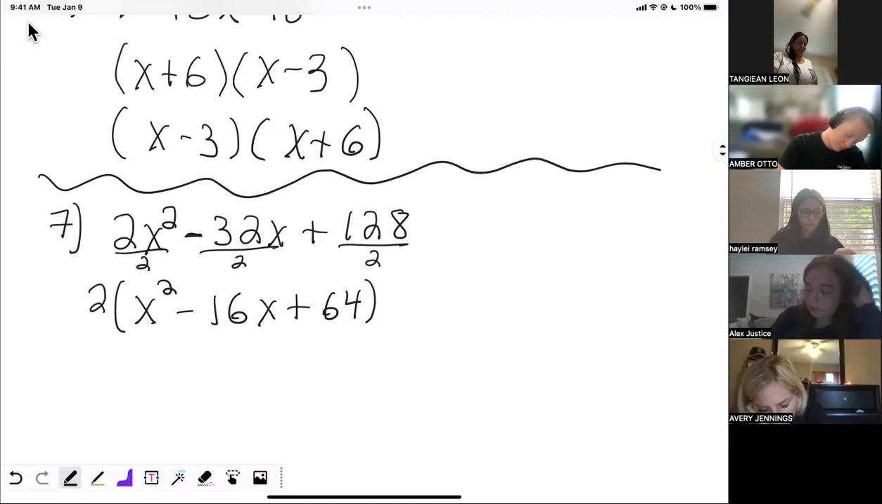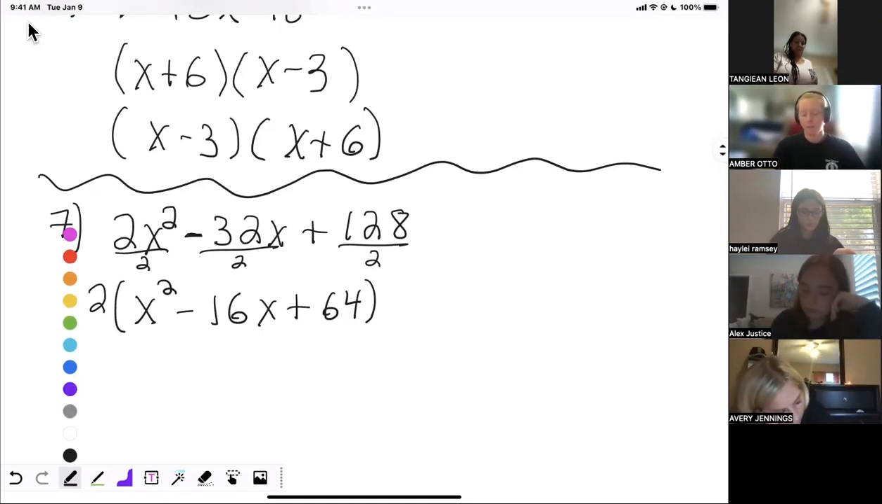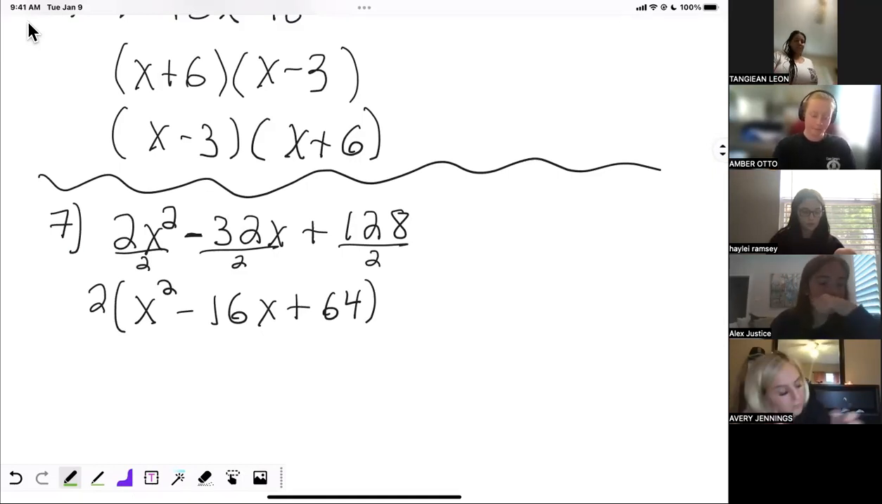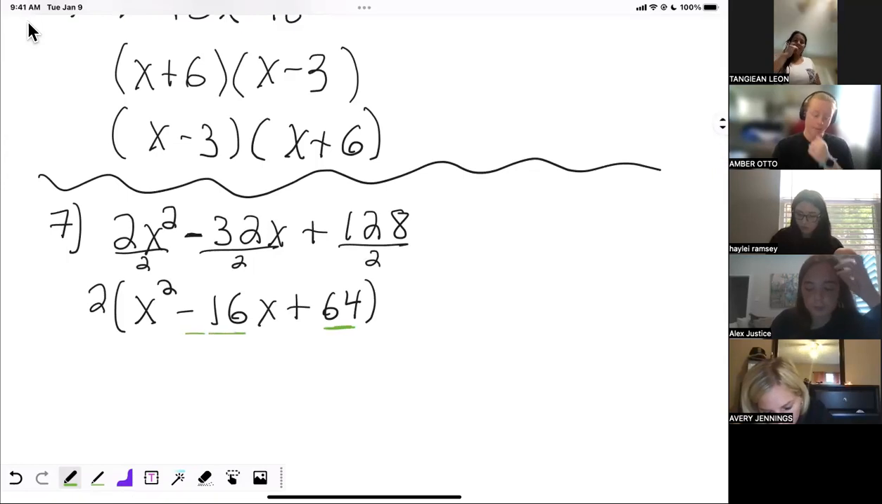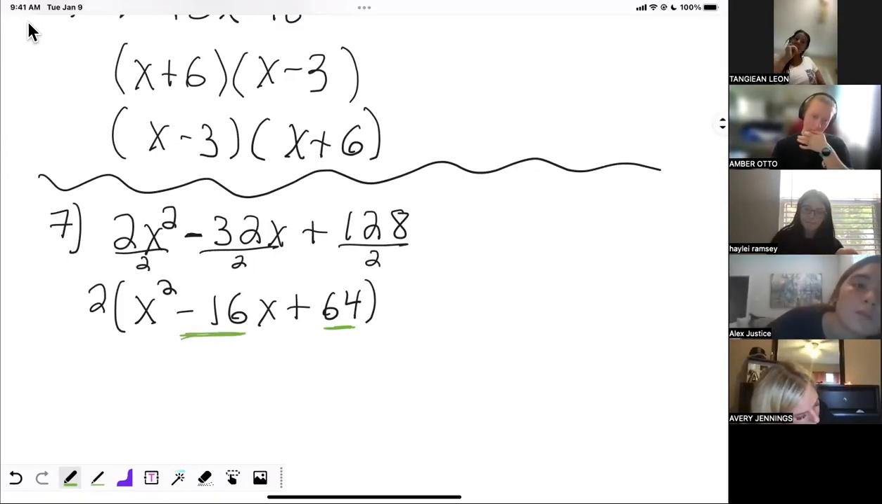If you are really good with your perfect squares, like 2 squared is 4, so 4 is a perfect square, 25 is a perfect square, 36 is a perfect square, it sort of helps you a little bit. See this 64? That's a perfect square. Isn't it 8 times 8? And don't we need a negative 16? Isn't 8 plus 8 16? So it's kind of helping you a little bit when they're perfect squares.